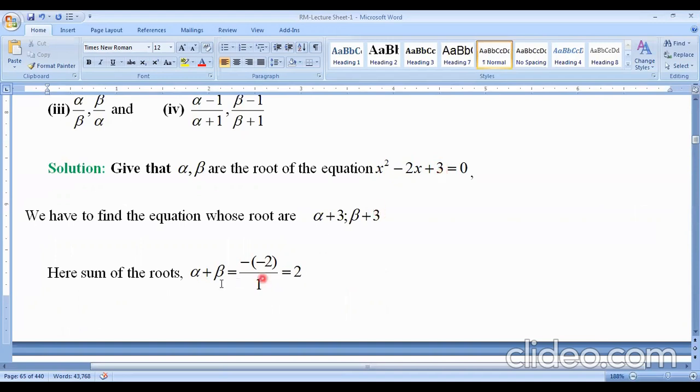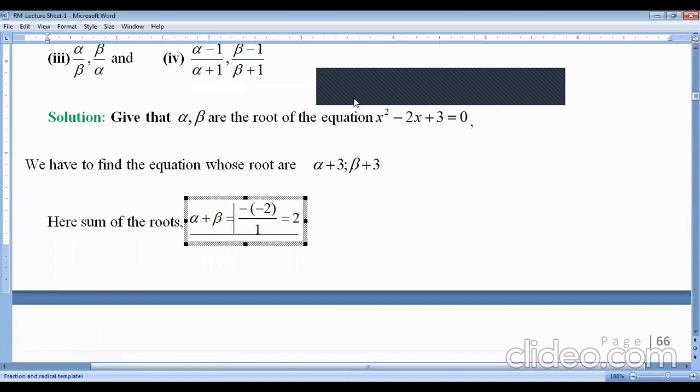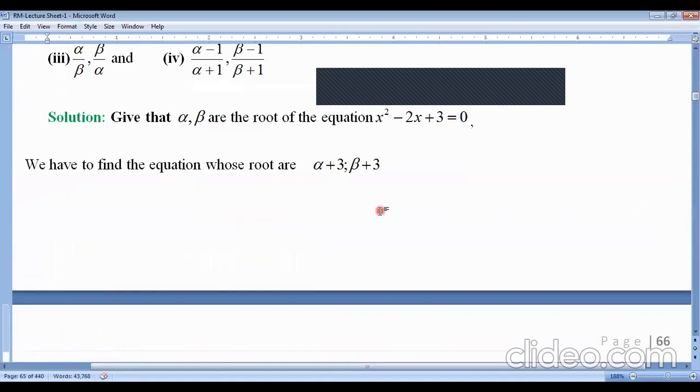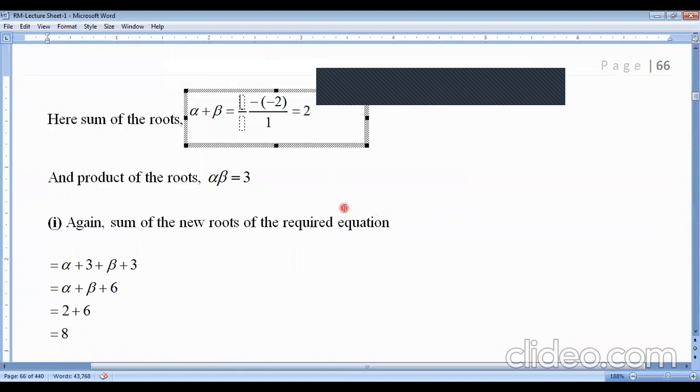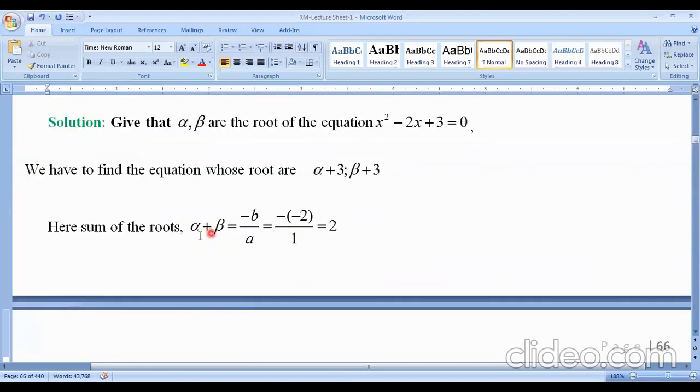So sum of the roots is minus b by a. Now you can understand. Sum of the roots is minus b by a, b means minus 2 from this equation, and a means 1. This is why we get only 2.